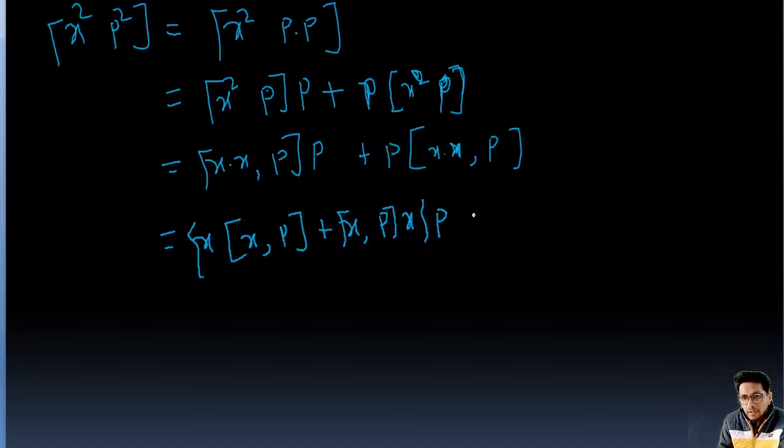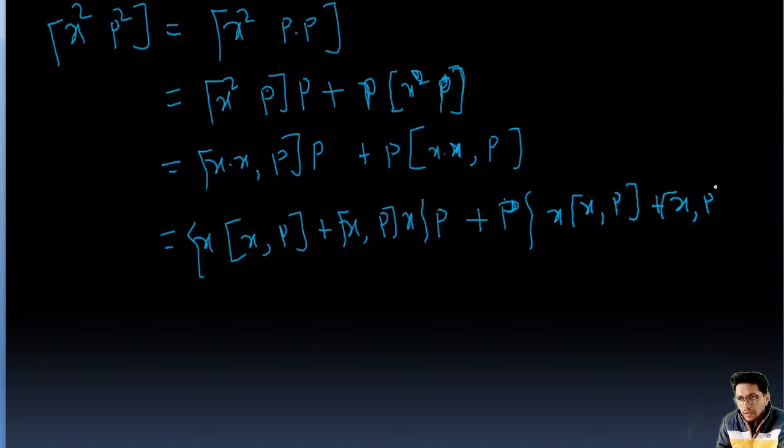Plus similarly p is here. So this is going to be, we'll use the third property which I have mentioned. This is going to be xp plus xp into x, right? So we'll solve it.